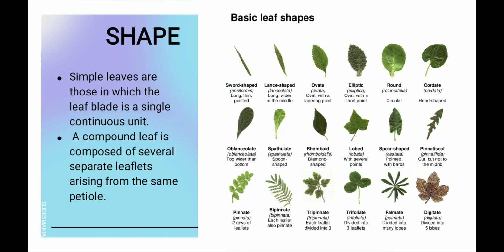Simple leaves are those in which the leaf blade is a single continuous unit, and a compound leaf is composed of several separate leaflets arising from the same petiole. We also have leaf shapes. There are basic leaf shapes: sword shape, lance shape, ovate, elliptic, round, cordate, oblanceolate, spatulate, rhomboid, lobe, spear shape, pinnatisect, pinnate, bipinnate, tripinnate, trifoliate, palmate, and digitate.